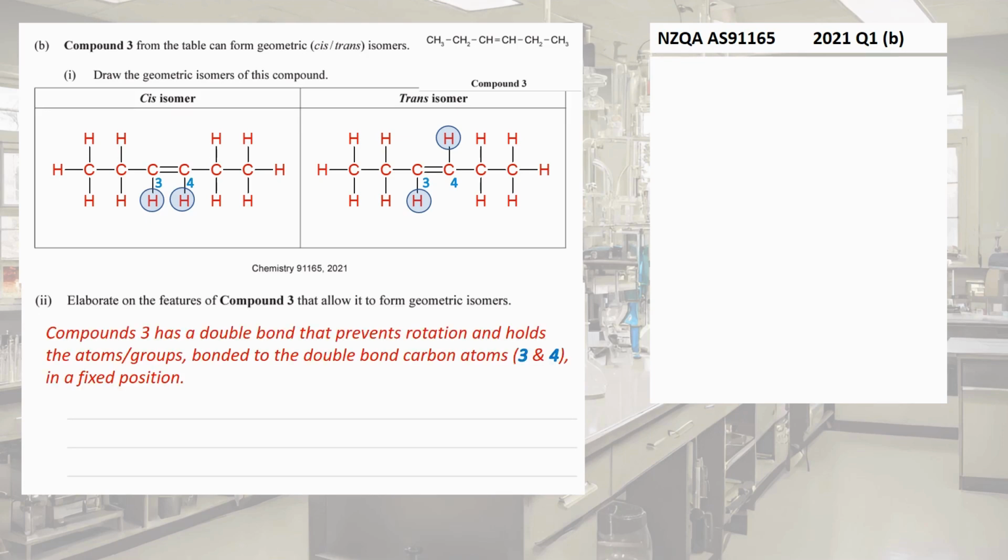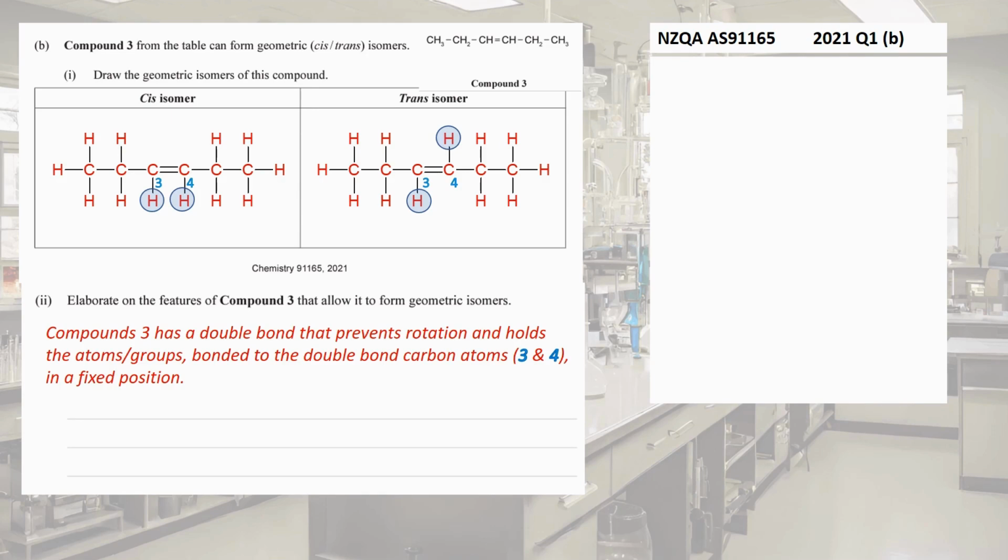Okay, the first thing I'm going to say is compound 3 has a double bond. This double bond prevents the molecule from rotating around these carbons, around carbon 3 and 4. So this is where I've put the detail in. So it holds the molecule in a fixed position. It either holds these 2 hydrogens down or them across.